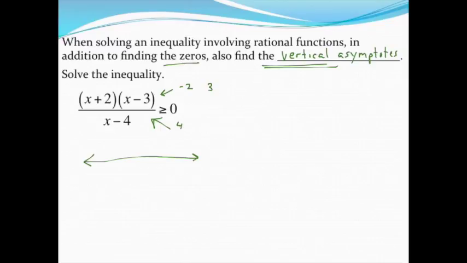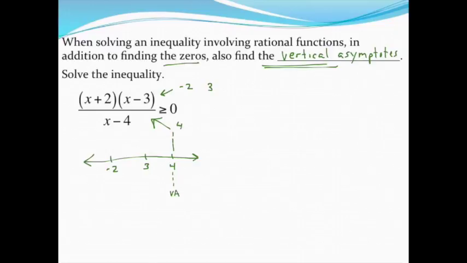So let's go ahead and get those 3 points graphed on my number line. So I'll have a point at -2, that's where my graph may change directions. I'll have a point at 3, and then I'll have a point at 4. And what I'll probably do for 4 is I'm going to actually make a whole big dashed line right down my number line, and label that as my vertical asymptote.